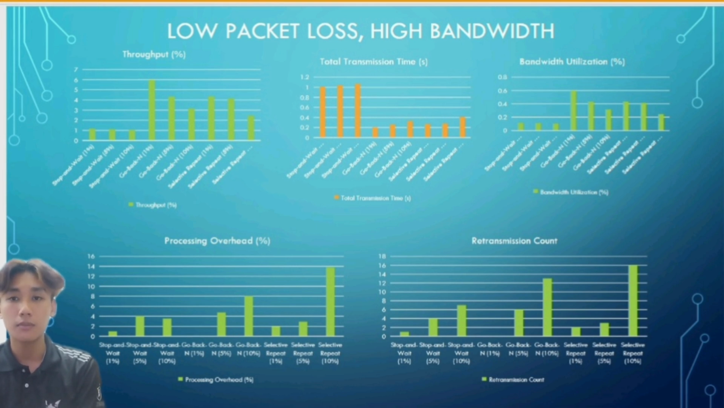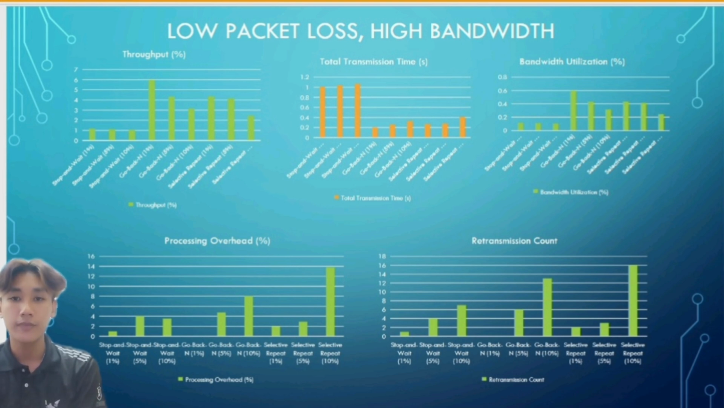Now, shifting to the bottom row, we look at processing overhead. As expected, selective repeat, especially with higher packet loss, shows the highest overhead, reaching over 15%. This is due to the added complexity of managing out-of-order packets and individual acknowledgements. Finally, the retransmission count shows a clear relationship with packet loss. Selective repeat at 10% results in the highest retransmissions, while stop and wait at 1% stays near the bottom. However, despite more retransmissions, selective repeat still maintains better throughput than stop and wait.